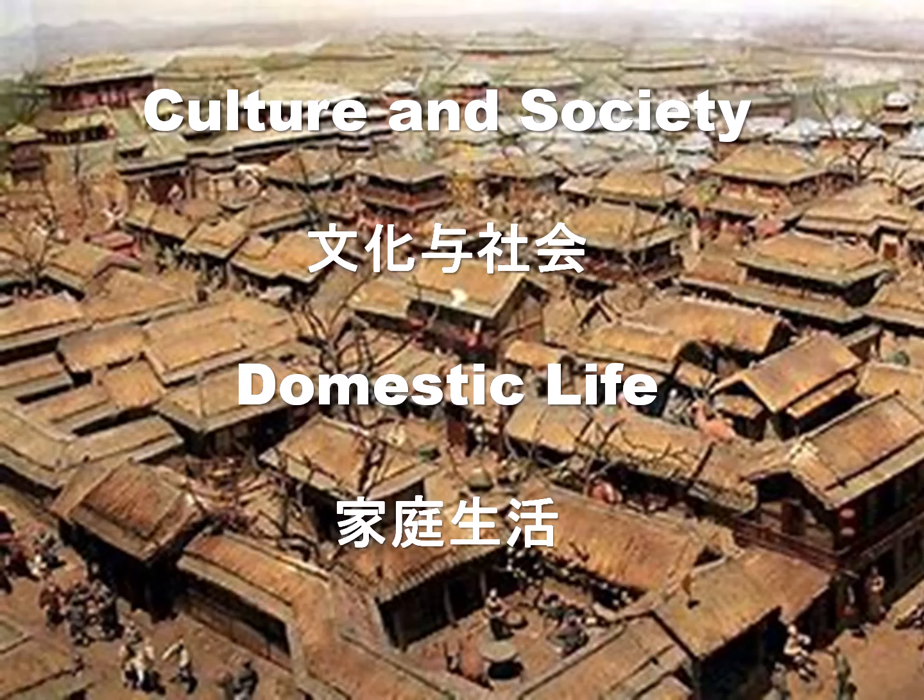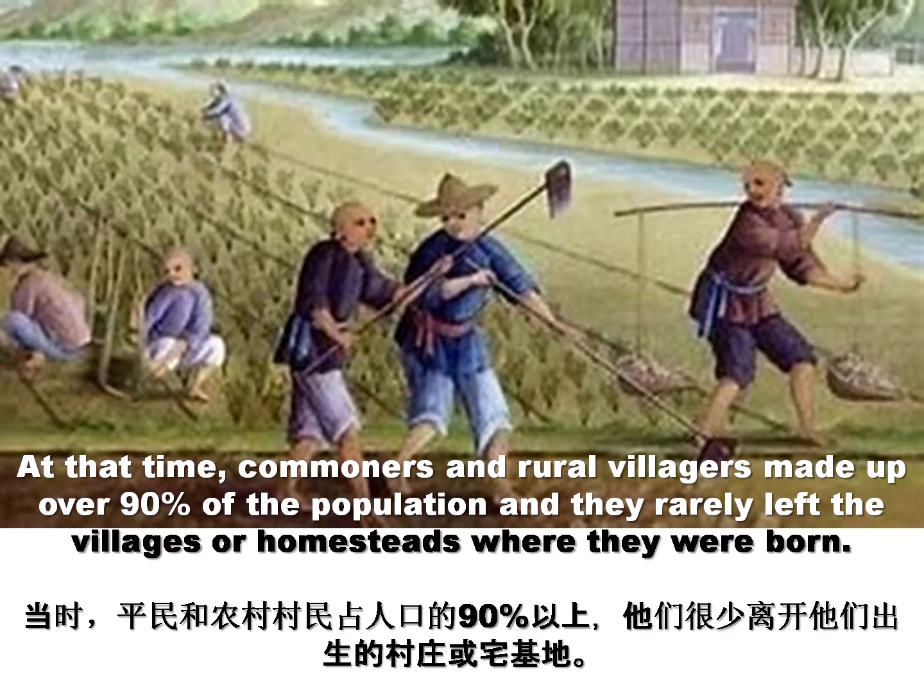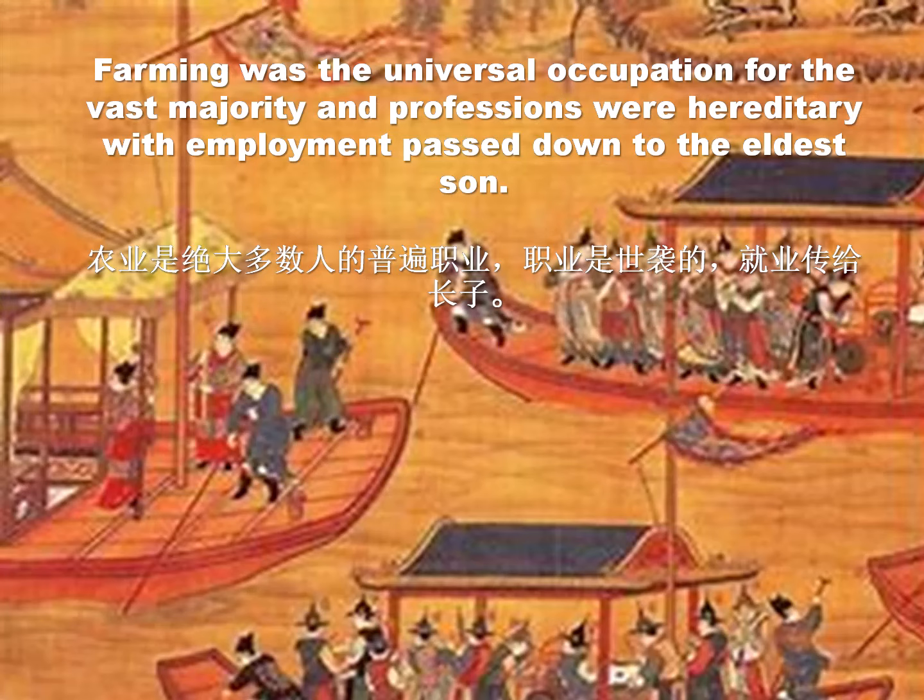Culture and society. Domestic life. At that time, commoners and rural villagers made up over 90% of the population, and they rarely left the villages or homesteads where they were born. Farming was a universal occupation for the vast majority, and professions were hereditary, with employment passed down to the eldest son.